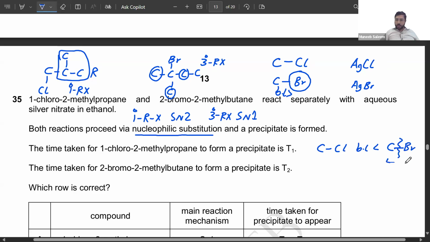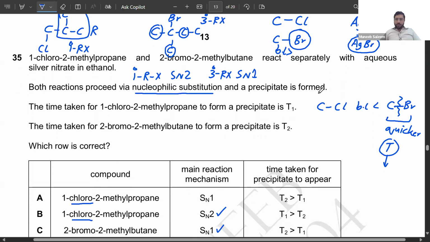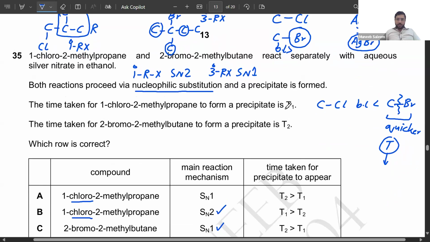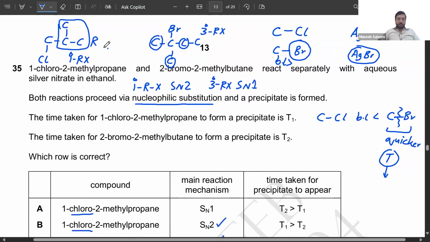So when this bond can easily be broken as compared to Cl, then it will quickly react. So the reaction will be quicker in case of the C-Br, which means the time taken should be smaller for the precipitate to form. The precipitate forms because of the reaction with the silver to make the silver halide. So we can say that T1 is going for the chlorine. So T1 is allotted to this compound and T2 is given to the one which has bromine.